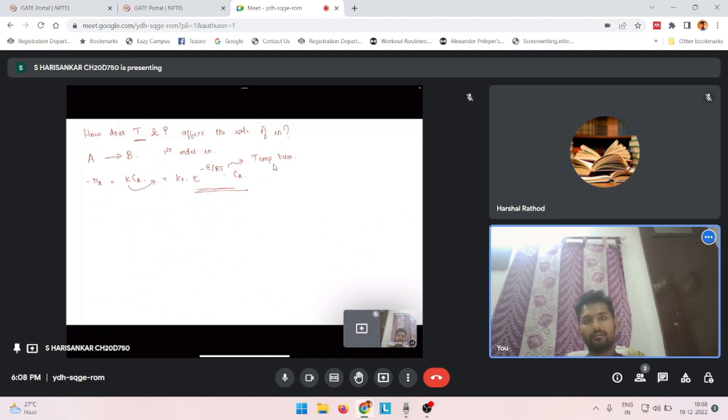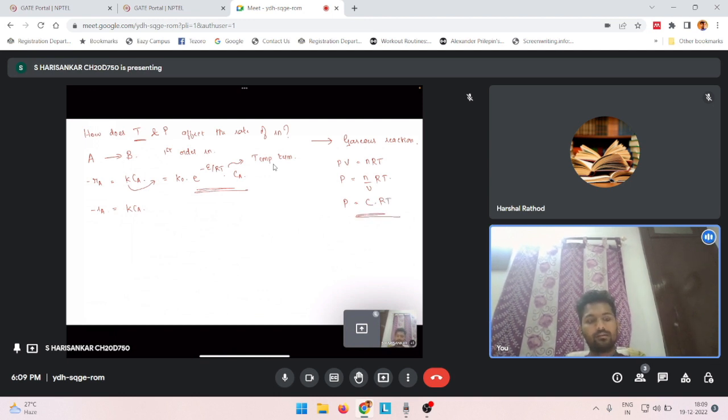Now, how does the pressure affect this rate of reaction? The same thing, we have the rate as minus rA is equal to k CA. Now assume this is a gaseous system or a gaseous reaction. So for gaseous reactions, you have the ideal gas law, right? So PV is equal to nRT. If you take V this side, we have P is equal to n by V into RT, and this n by V is what? Concentration C. C into RT.